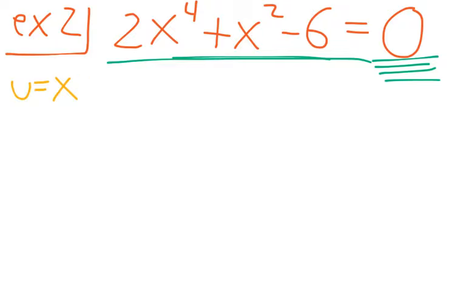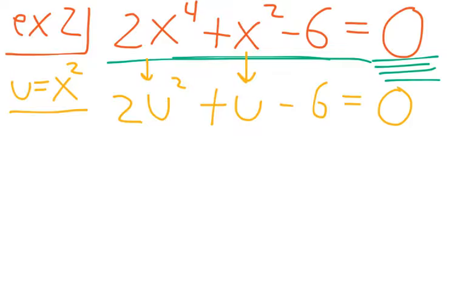That's a really bad 2. No excuse for that, Shane. I mean, Mr. Randa. Anyways, so 2x to the 4th will become 2u squared, not 2x. All full mistakes today. Plus u instead of x squared. After all, they're the same thing. Minus 6 equals 0. So now I'm going to solve this.